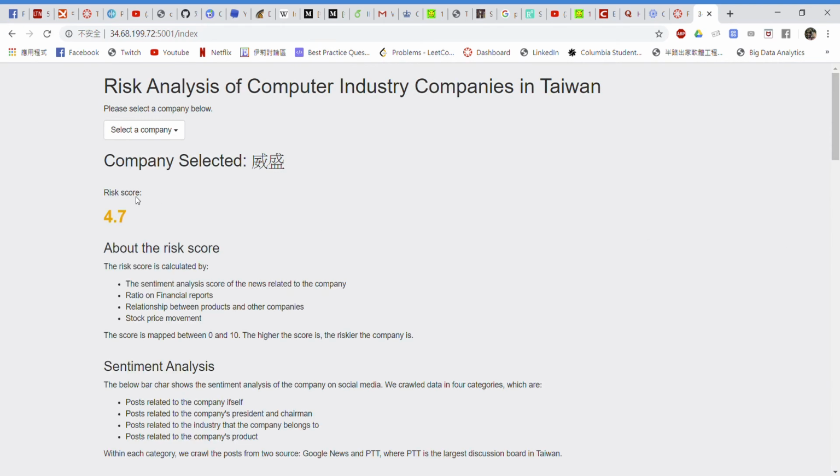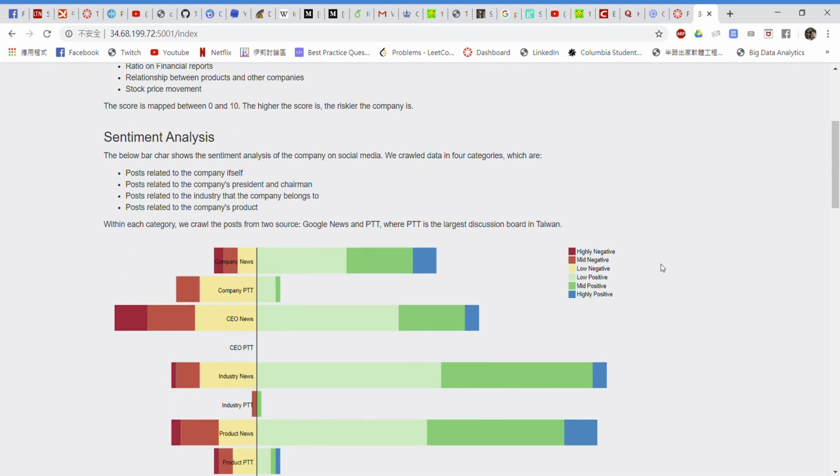As you can see, here shows a risk score, and the risk score is a value between 0 and 10. It is calculated by the sentiment analysis score, the financial report ratios, the relationship between the products and other companies, and also the stock price movement. The orange shows that the risk is medium, and here's the sentiment analysis part.